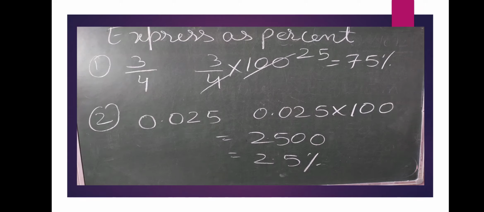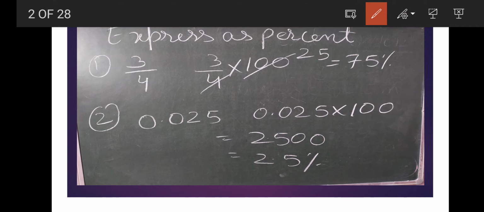Okay. So the first question is: express 3 by 4 as a percent. Remember, whenever you have to express any number or fraction as a percent, the simple and very correct rule is to multiply the given number or fraction by 100. So here also, 3 by 4 into 100. After doing the calculation, the answer is 75%.